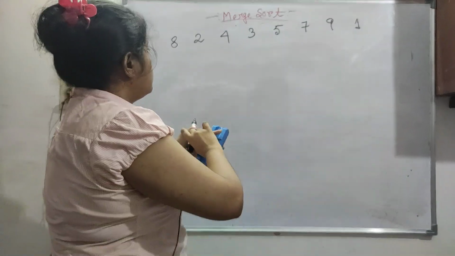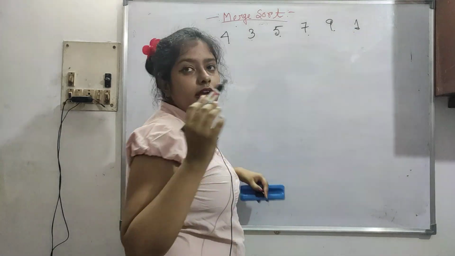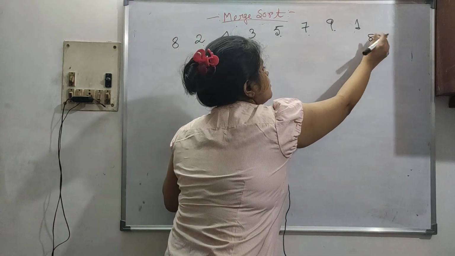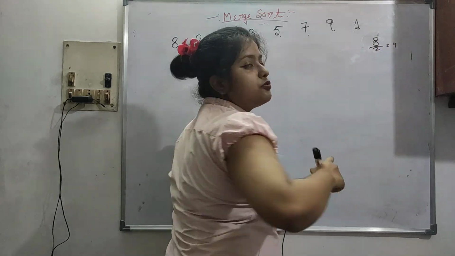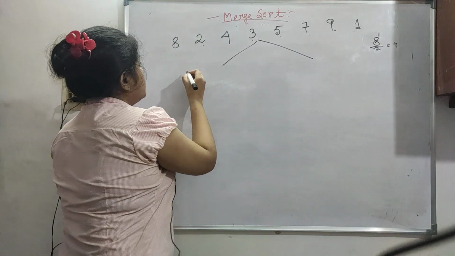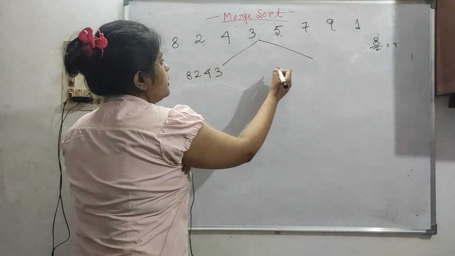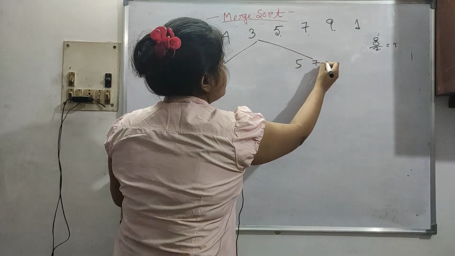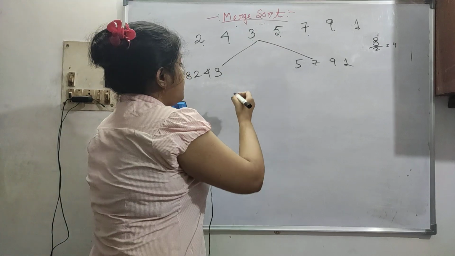Now it has 1 2 3 4 5 6 7 8, so 8 elements. 8 by 2 is equal to 4. So 4 elements will be here and 4 elements will be here: 8, 2, 4, 3, and 5, 7, 9, 1. Again this is not the shortest, so we have to divide again.